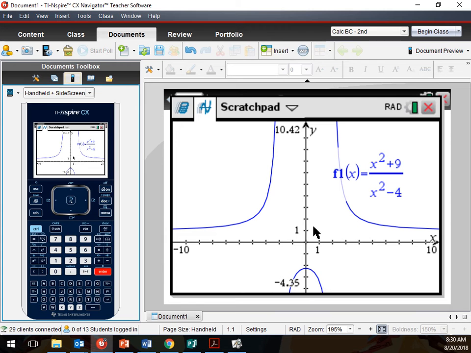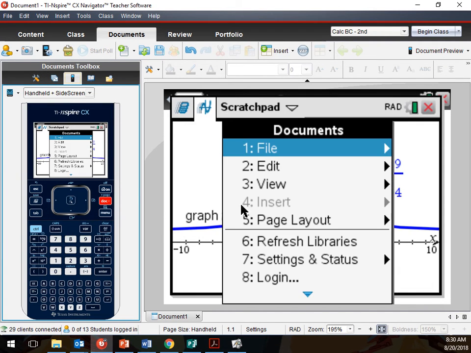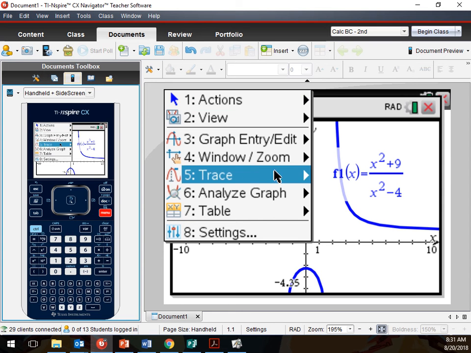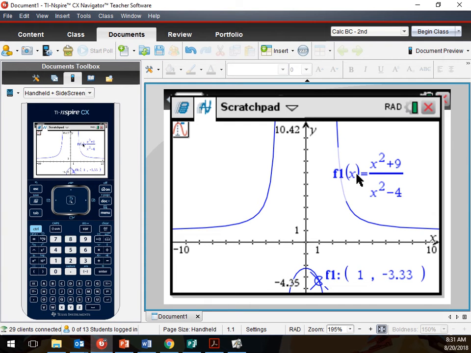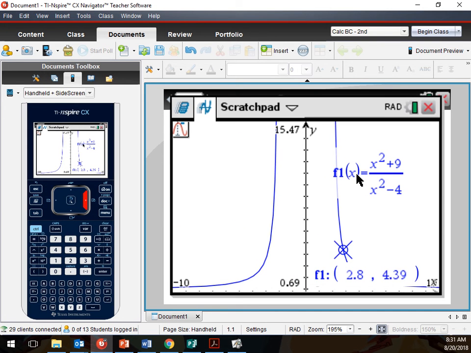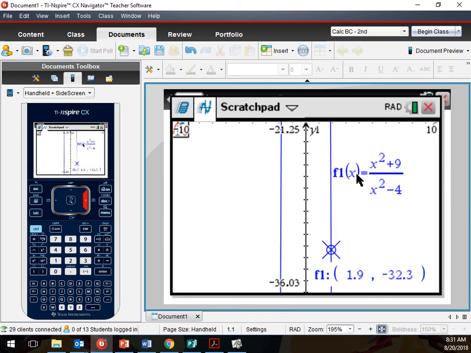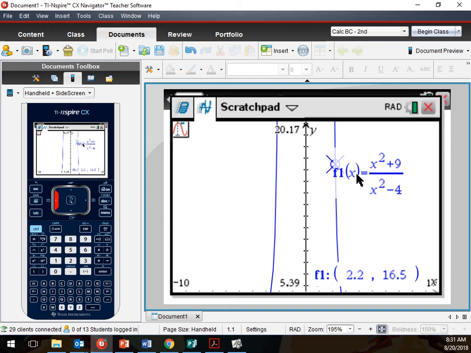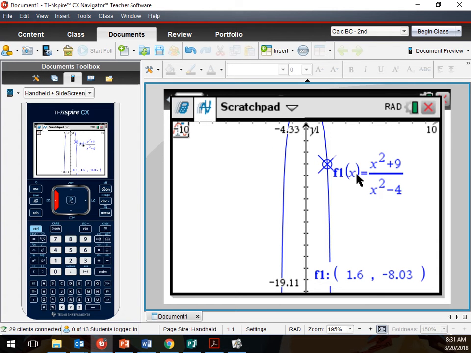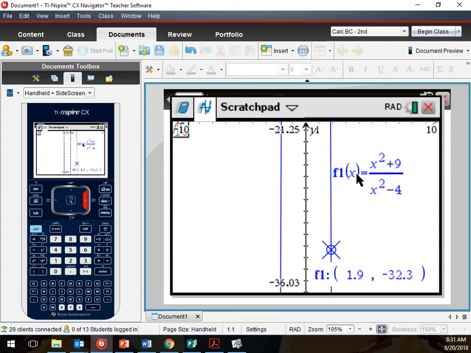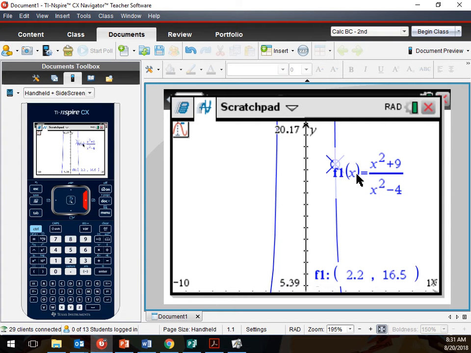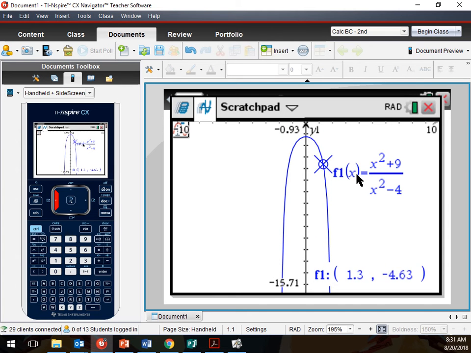Now, is it continuous through here? No, it is not. Okay, so now I'm going to turn trace on so I can show you again. Trace on. So now I'm at 1. I'm trying to go to 2. I turned on trace so you can see. It's zooming in, and it's going down. If you look, negative 36, and now it's up to positive 20 something. So it jumps sides of the map, because it's so high.